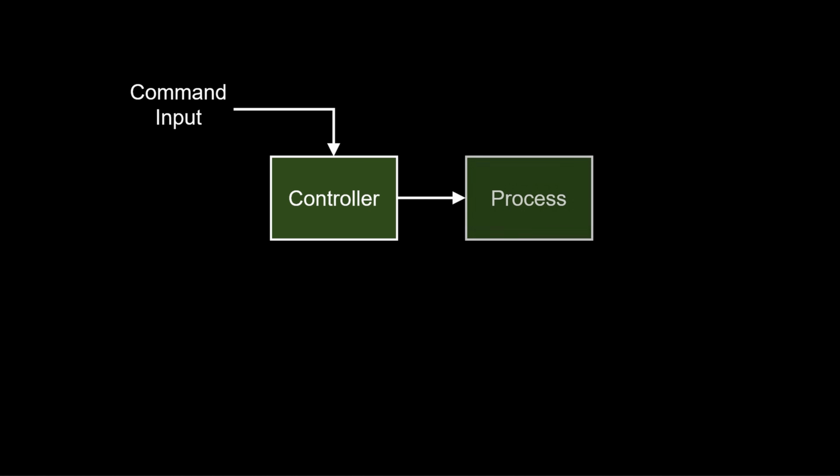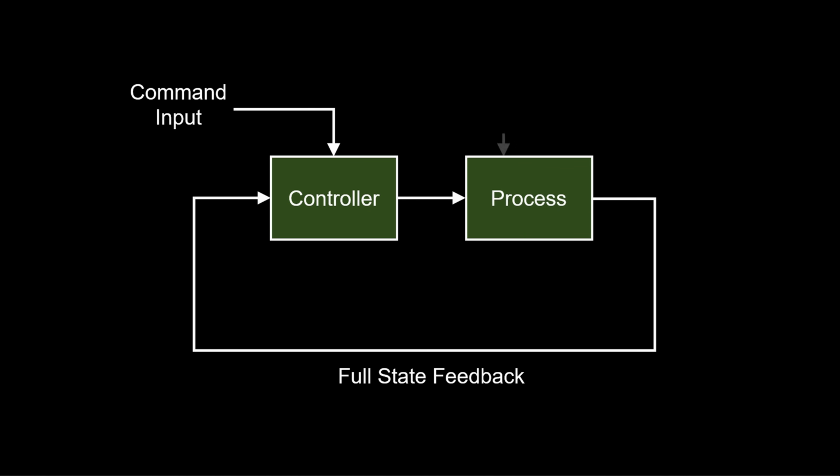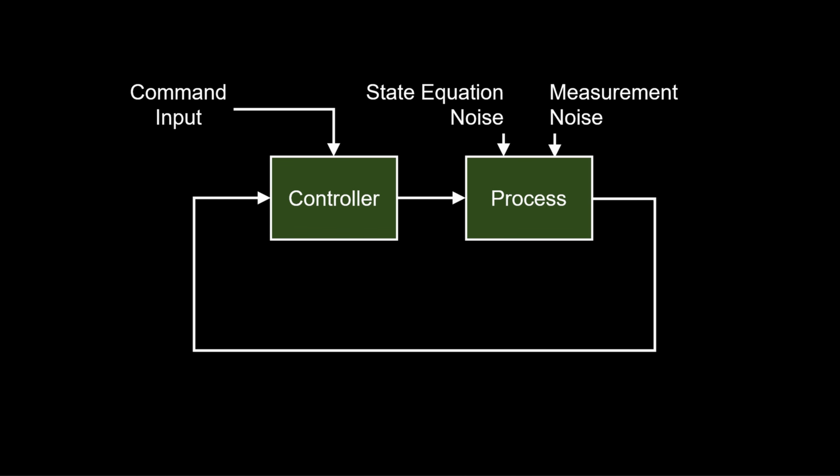Here is an abstract state feedback tracking controller. Let's suppose the process is subject to noise in the state equations and the measured output. Then, for a hypothetical two-state system, the output will be noisy.